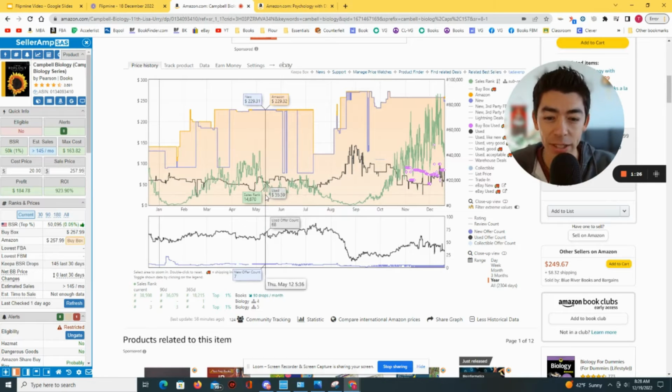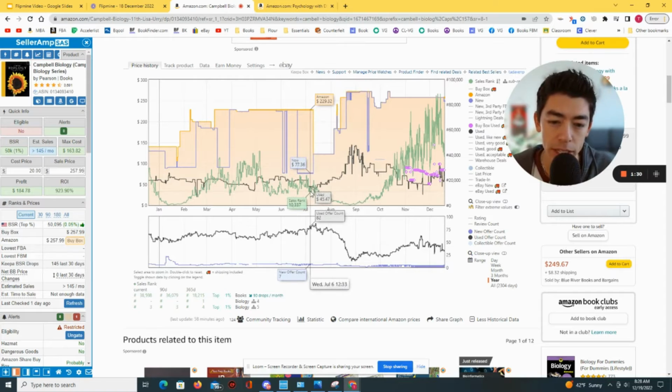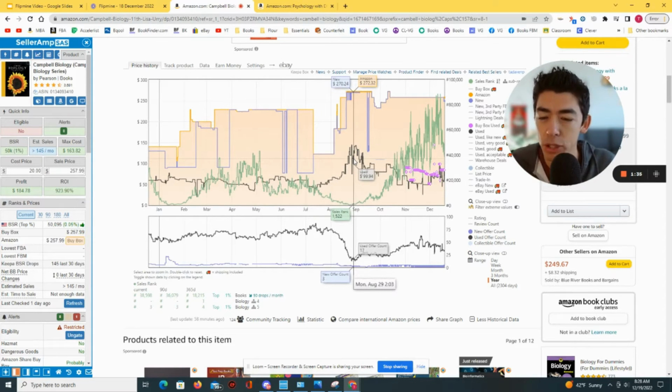Now, one thing that you'll see happen in the previous textbook season here in August and September is that the used price went from about $45 all the way up to about $140. And so what I mean by trying to exploit textbook season is, in the off season, trying to buy the book when it's cheaper and then selling it during the textbook season for more money.